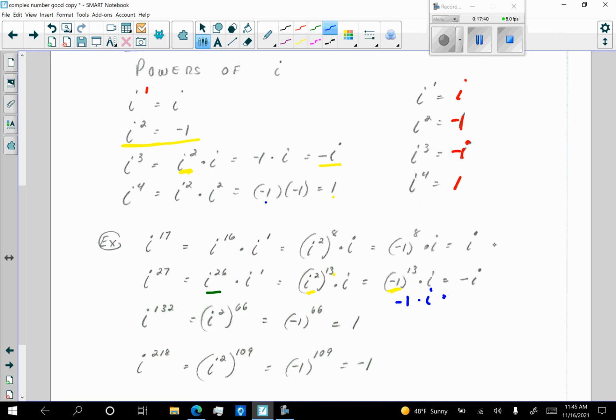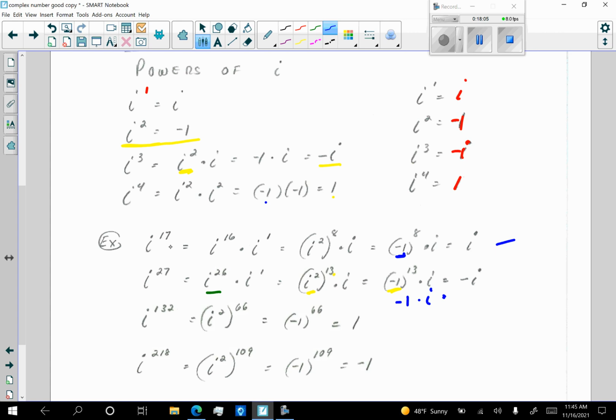I think I forgot to do this example. Here I have I to the 16th. I did forget to do this example. It's going to be I squared to the 8th, because 2 times 8 is 16. Why did I do that? Because I want this I squared as negative 1. And if I have negative 1 to the 8th, what's that? If I have negative 1 multiplied by itself 8 times, this is going to be a positive 1. 1 times I is I.